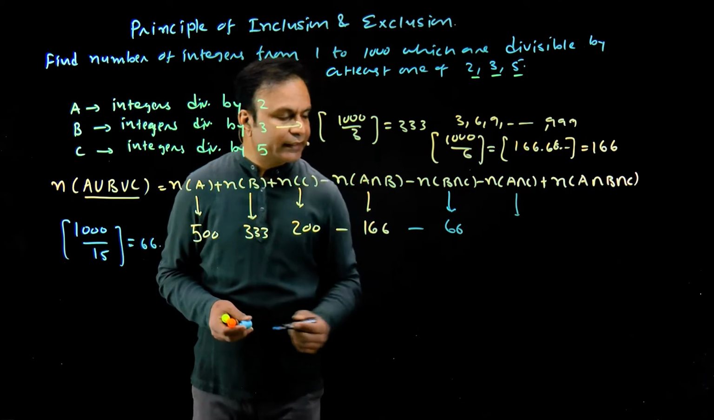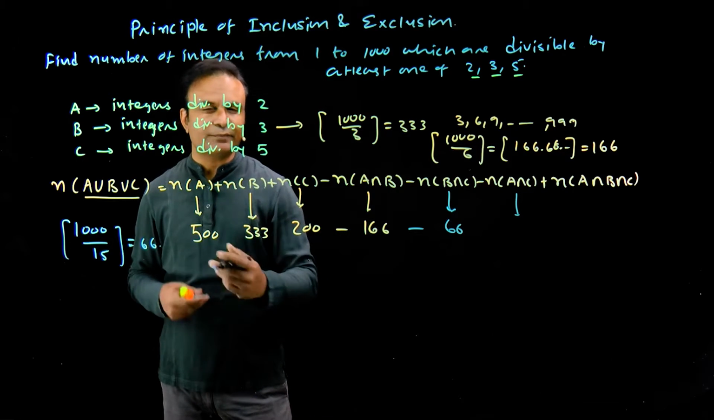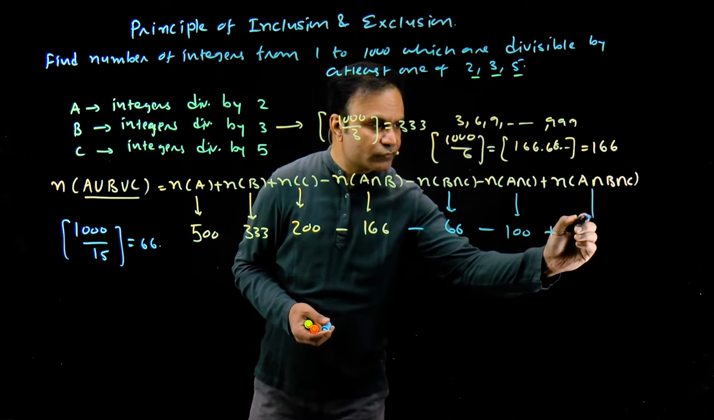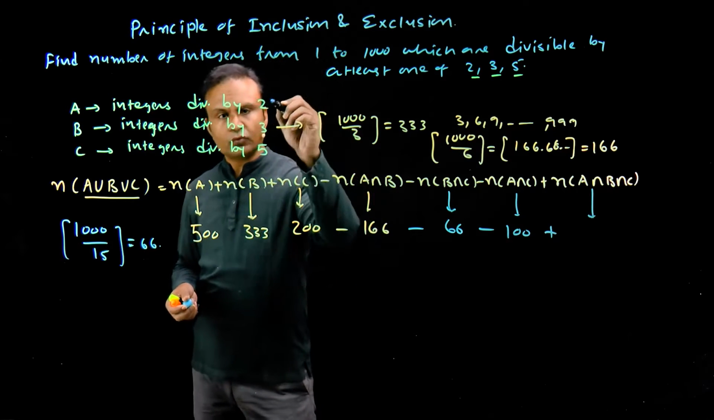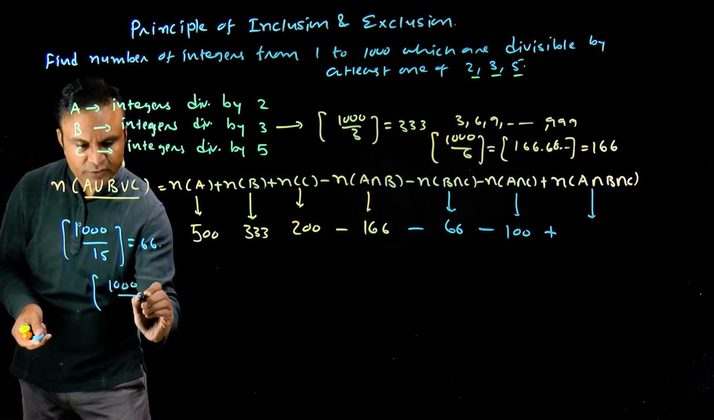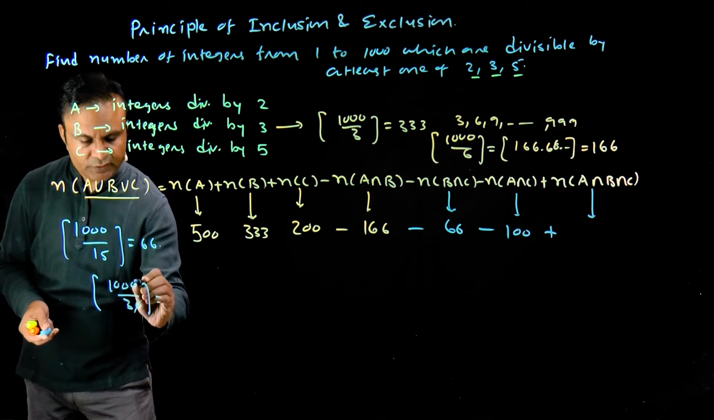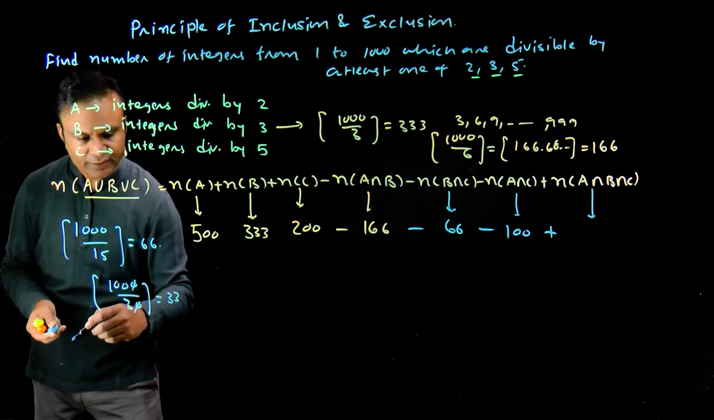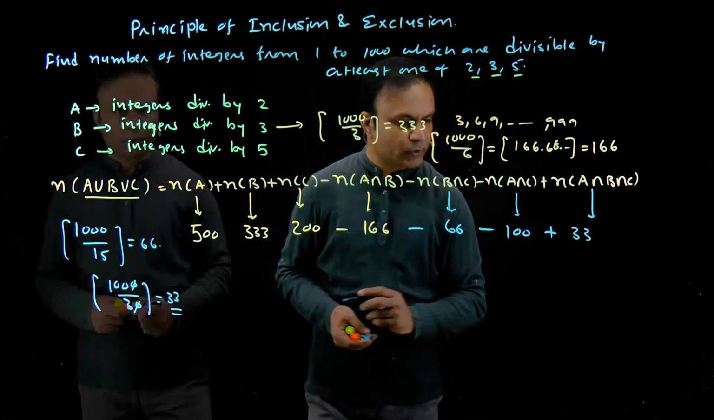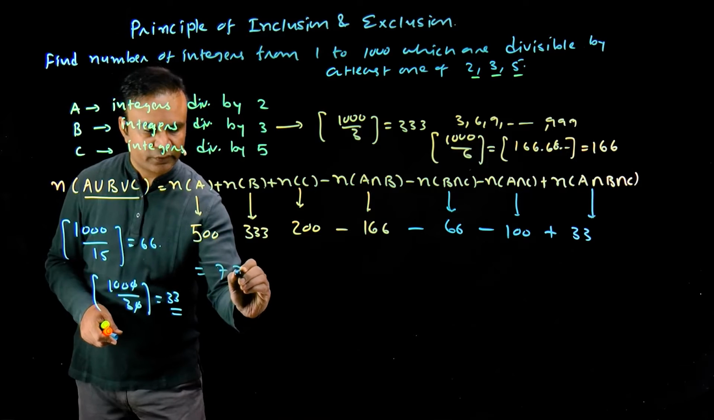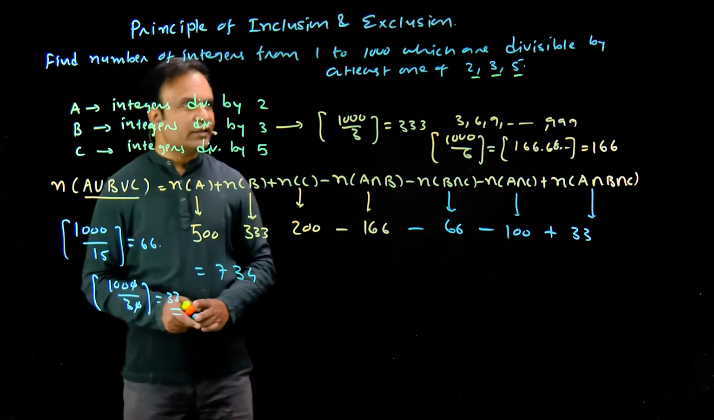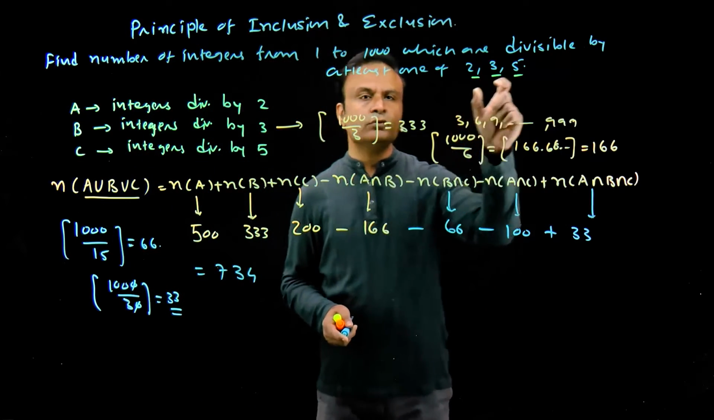Okay, this one, integers divisible by 2 and 5, that means divisible by 10. There will be exactly 100 such integers, plus this one, integers which are divisible by 2, 3 and 5. That means integers are divisible by 30. So I will divide 1000 by 30. So this is equal to 33 point something, and integral part of this is 33. So I have here plus 33. So this is equal to 734. There will be 734 integers which are divisible by at least one of 2, 3 and 5.